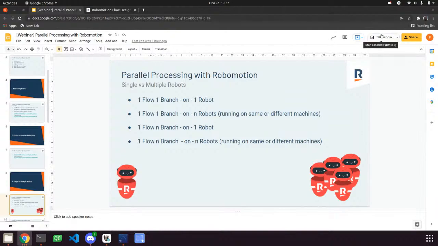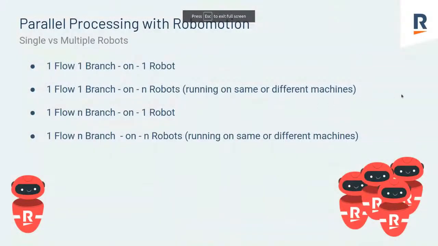So, single versus multiple robots. This is also an important topic. As we see in the previous examples, one robot of Robomotion can run multiple branches. So one flow can run one branch on one robot, and also you can run n branches on just one robot. You can also use multiple robots.